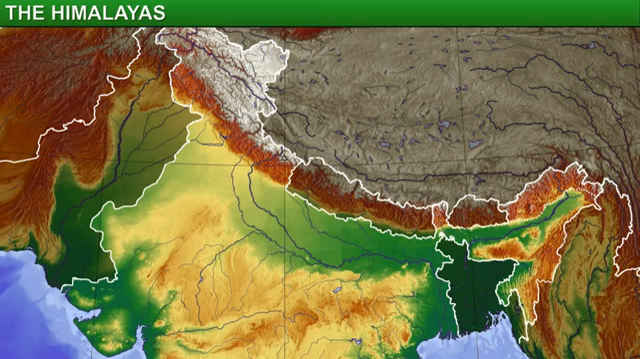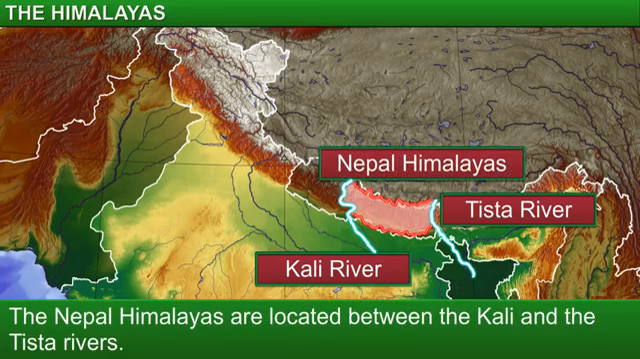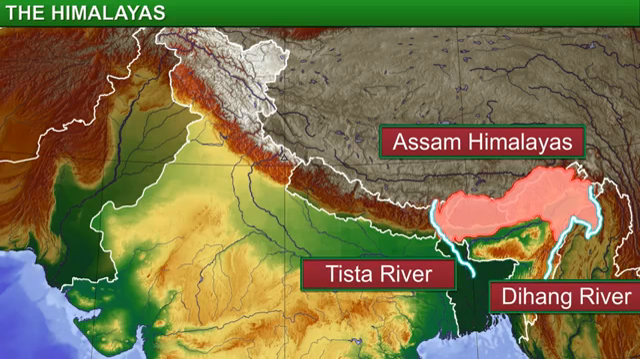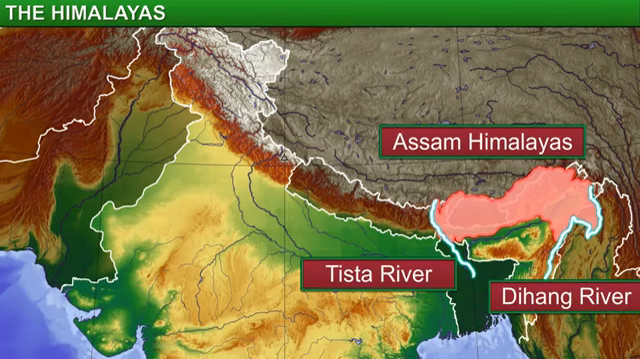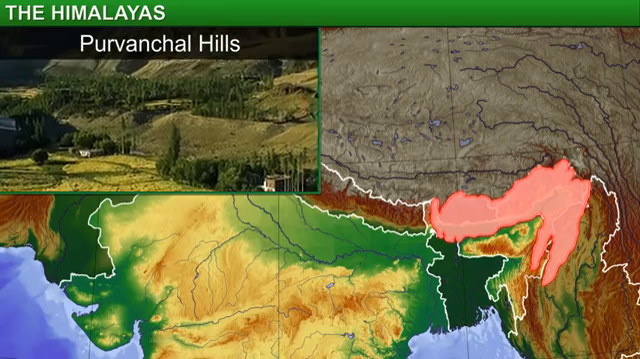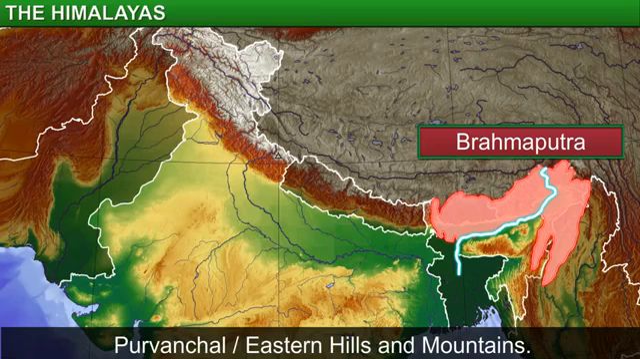Similarly, the area that lies between the Kali and the Tista rivers is known as the Nepal Himalayas. The Assam Himalayas refer to the region between the Tista and the Dihang rivers. As we move east, we come to the division of the Himalayas called the Puravanchal or the Eastern Hills and Mountains. The Brahmaputra forms the easternmost boundary of the Puravanchal region.